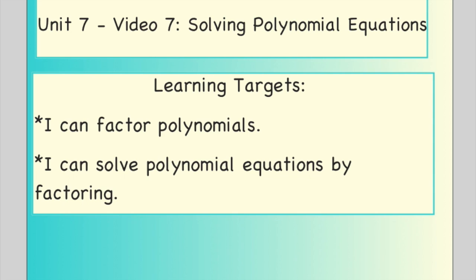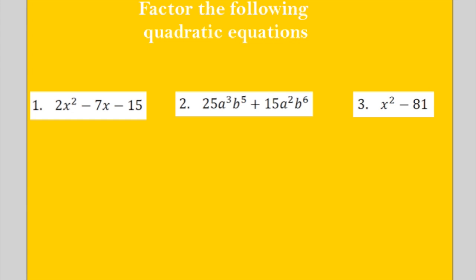So we've already looked at factoring, so some of this will just be review. Okay, so factor the following quadratic equations. We have done this in the past. So looking at number 1, we have 2x squared minus 7x minus 15. I know I need to factor because it's a quadratic. And then since there is a 2 in front, I know I'm going to have to do a little guess and check. So remember, the number in front of this has to multiply to 2x squared.